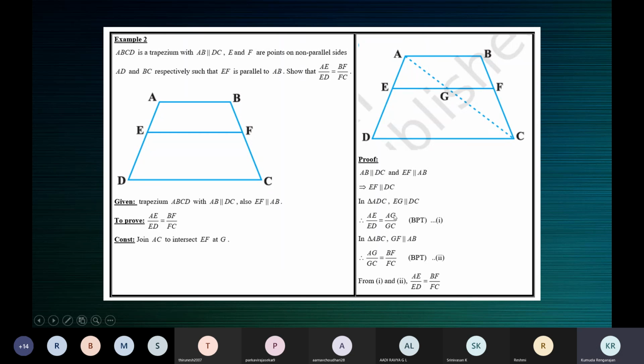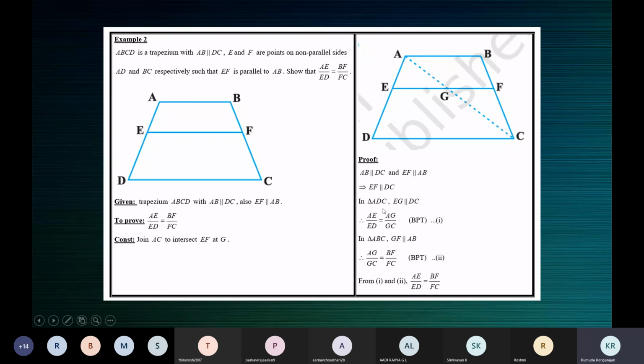Here you have AG by GC here, and AG by GC here. So comparing 1 and 2, we have a new proportion: AE by ED is equal to BF by FC. And that's what we had to prove. AE by ED is equal to BF by FC.